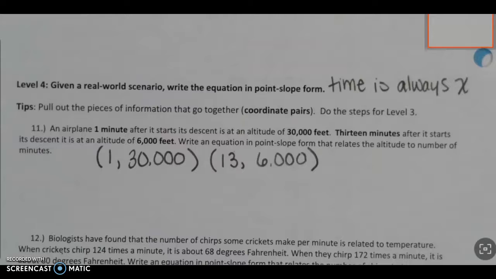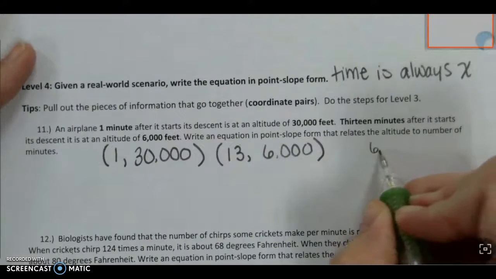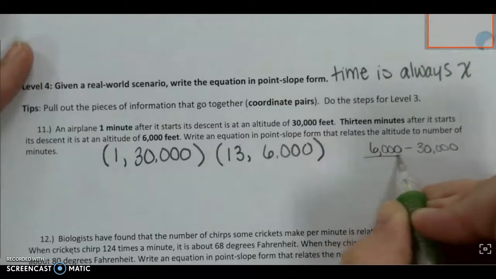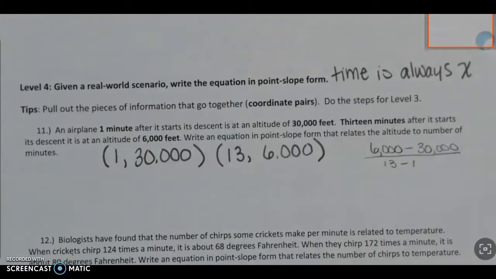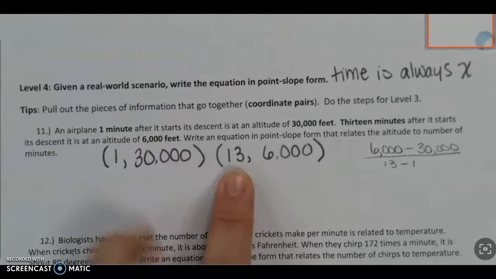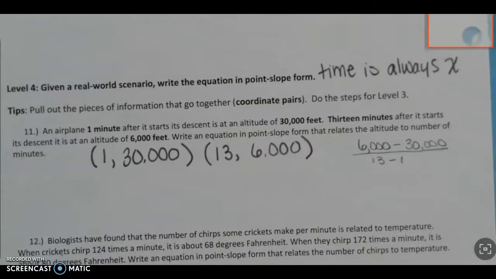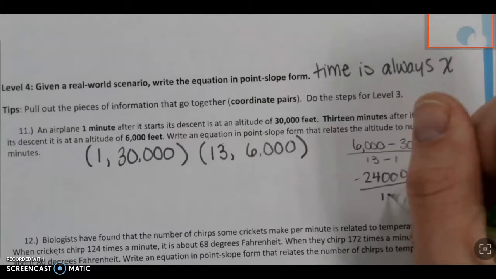Okay? Your slope should be negative because you're descending, right? You're going down from the air. So when you're doing the problem, there are cues and keys to help you figure out if your answer makes sense or not. So let's go ahead and do the slope. 6,000 minus 30,000, that's a big number, over 13 minus 1. So we've got negative 24,000. I see that came from 24,000 over 12.